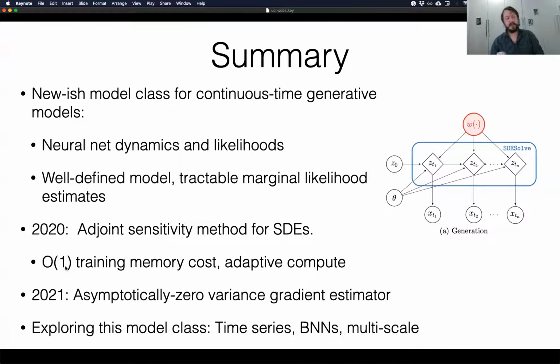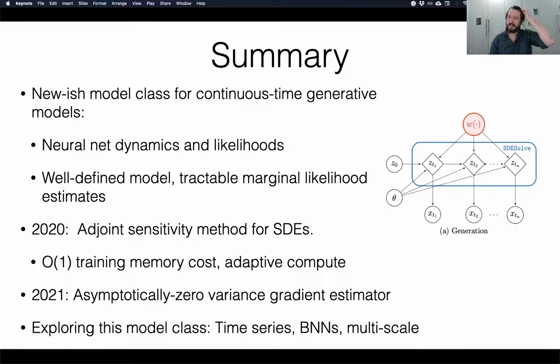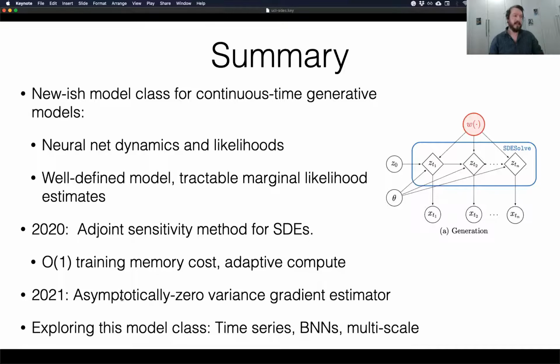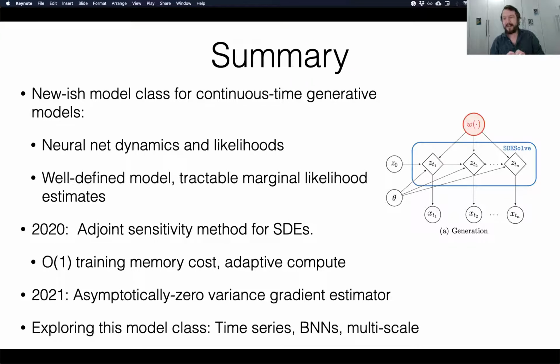Our contribution was to generalize the adjoint sensitivity method for SDEs, which astoundingly hadn't been done. And you should be skeptical of that. And we have some evidence to back that up. But now we can bring this constant memory cost training and adaptive solvers to the SDE setting as well. And something that's very new, hot off the press, that we just submitted to ICML, is that we managed to also develop an asymptotically zero variance gradient estimator for this setting. So yeah, I really like that one.